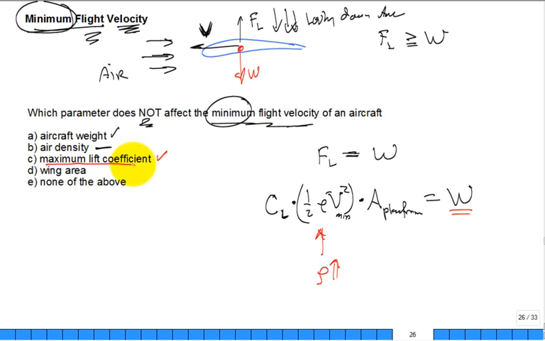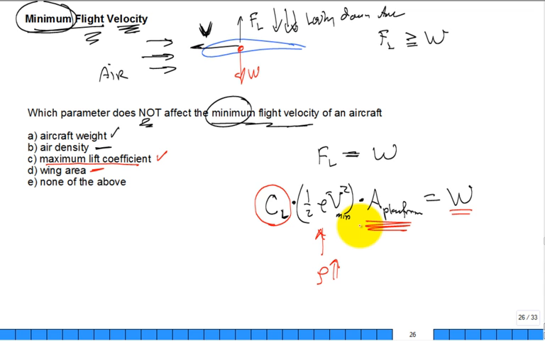How about the lift coefficient? What happens here? If this goes up, does that help? Does it change the minimum velocity if the C sub L is different? It does. How about the wing area? Yeah, get a big wing, lots of area there, a lot of lift, and you can lift your weight.